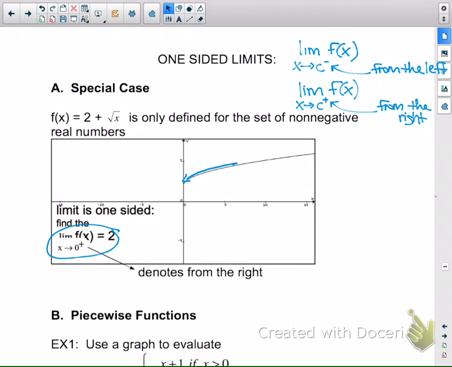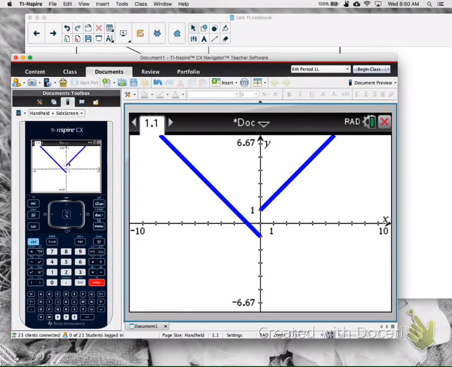You can also use it for piecewise functions. Now, for piecewise functions, you're going to want your calculators to do these, unless you really like graphing these by hand. Me? No. All right, so everyone find your calculators. We're going to practice putting in a piecewise function, that specific one right there. While some people are getting this typed in, this is another place we talk about from the left and from the right.